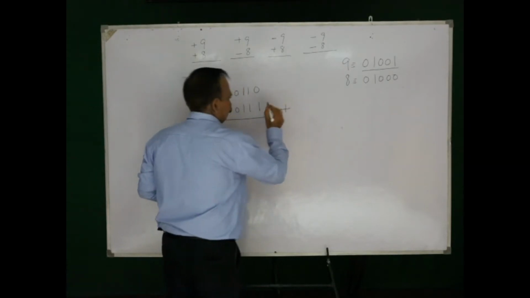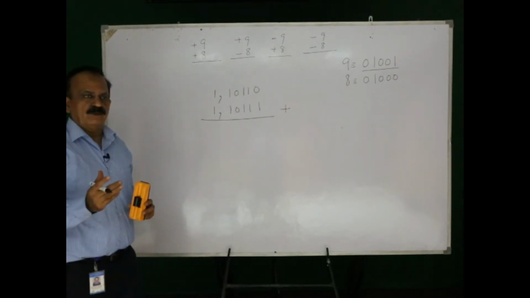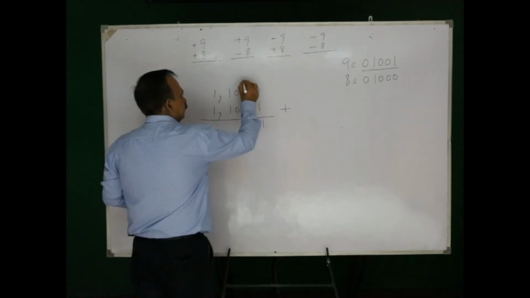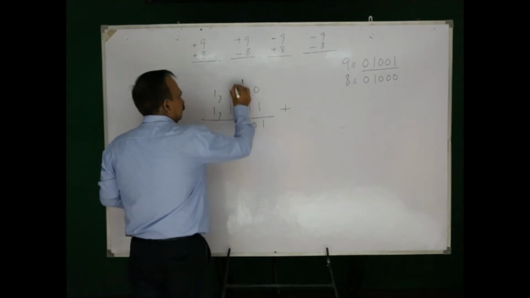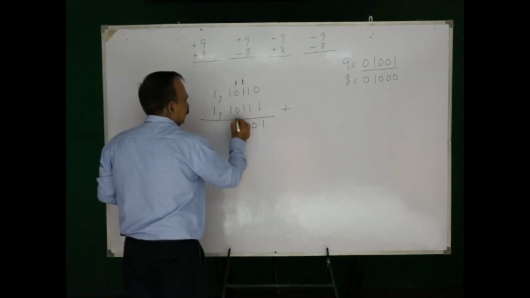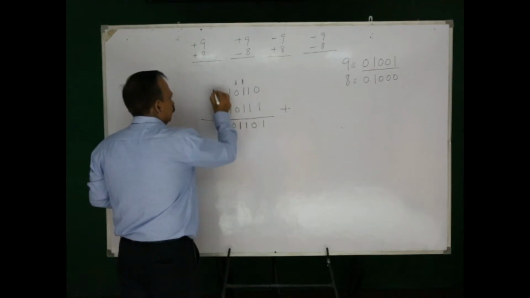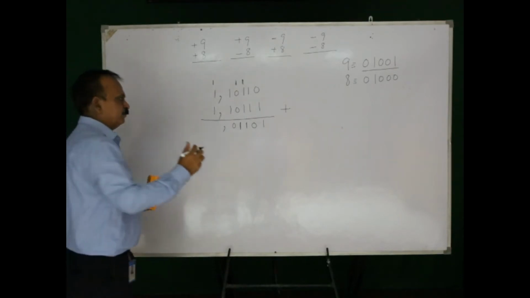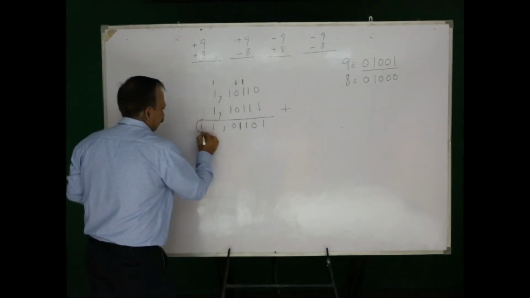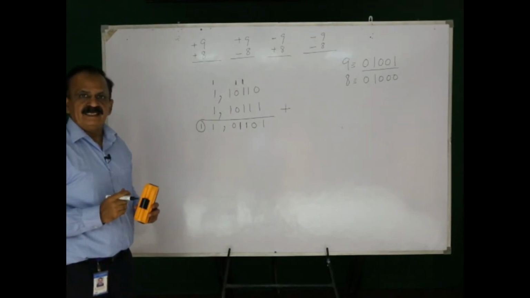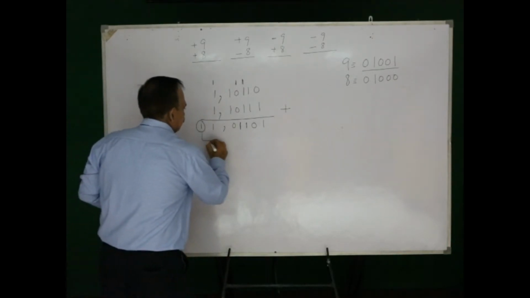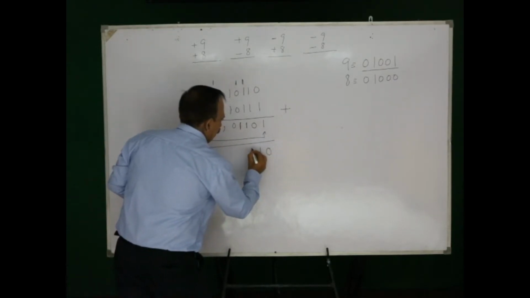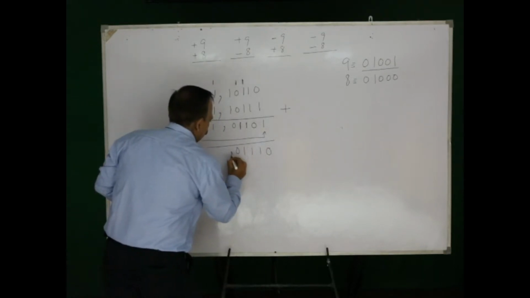We will be adding these two numbers. It is 1. 1 plus 1 is 0. The carry is 1. The carry is 1. It is 1. 1 plus 1 is 0. The carry is 1. 1 plus 1 plus 1 is 1 and the carry is 1. Since there is a carry, this will be added. This carry will be added here. And I hope this number is going to be 0, 1, 1, 1, 0 and 1.